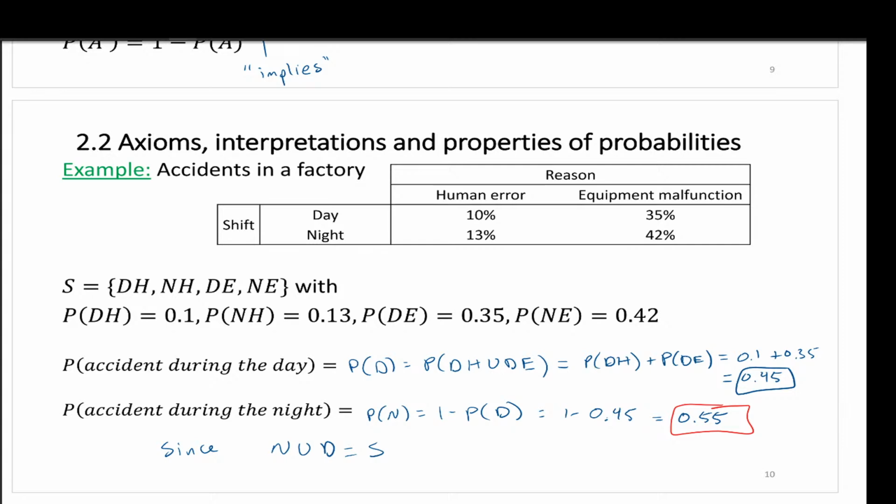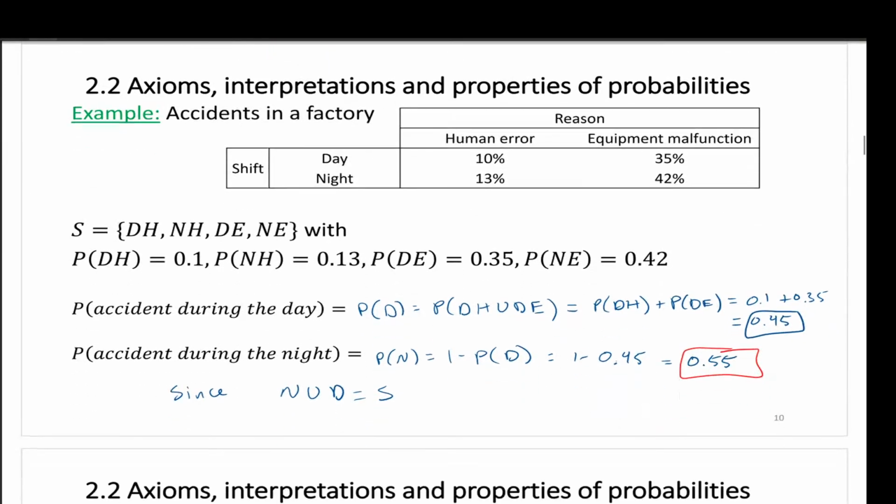And you could add those up, like 0.13 plus 0.42, which are night human and night equipment. You get 0.55, so same thing. But we just use the complement rule to get there because it's actually a lot easier in a lot of examples that we're going to see later. Keeping this complement rule in the back of our minds is really, really useful.